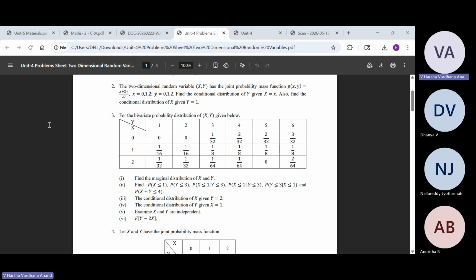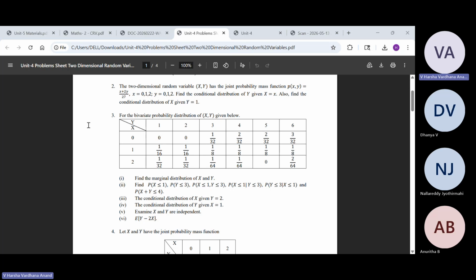And for x equal to 1, sum up all this: 1 by 16, 1 by 16, 1 by 8, 1 by 8, 1 by 8, 1 by 8, which is nothing but 10 by 16. And then this one: 1 by 32, 1 by 32, 1 by 64, 1 by 64, 2 by 64, it's nothing but 4 by 32, which is nothing but 1 by 8. Just sum up all of this.